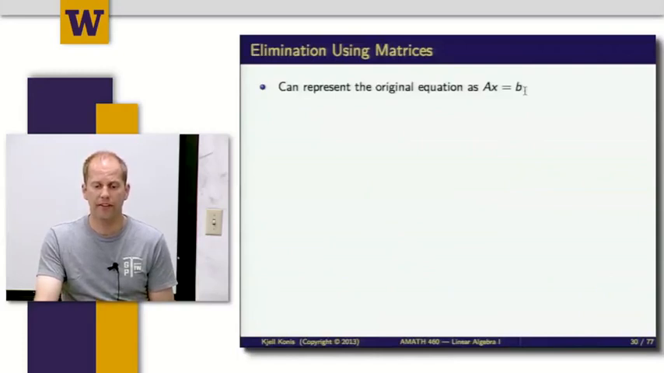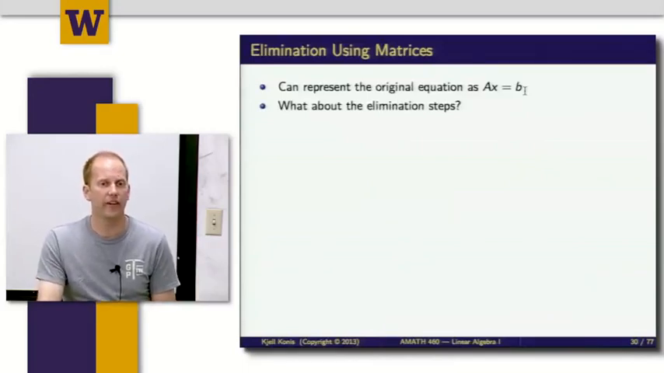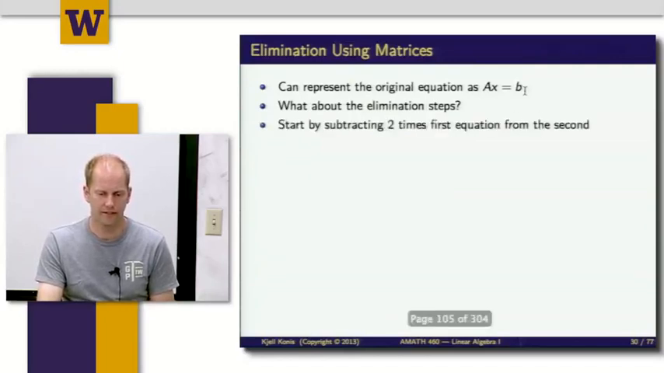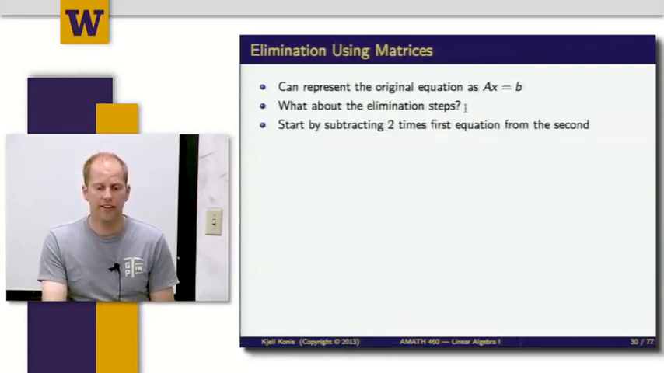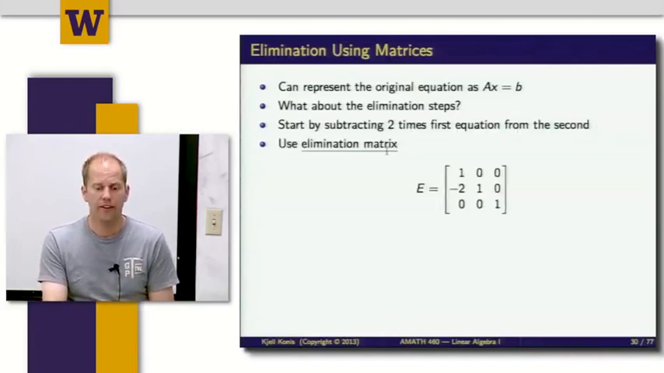So I can represent the original system of equations as Ax equals b. And now let's think about what elimination is going to look like in terms of a matrix. The first thing I want to do is subtract 2 times the first equation from the second. So I want to start eliminating. And so I'll use something called an elimination matrix. This looks a lot like the identity matrix.